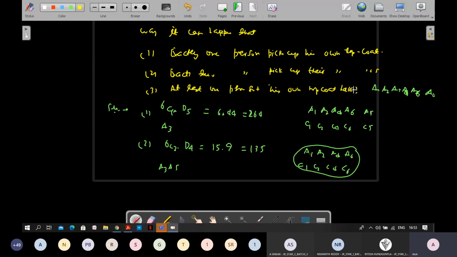This one, at least one. Or fourth is at least 3. At least 3 people got. What is the difference? For at least 3, it is better to calculate not. At least 3 got.